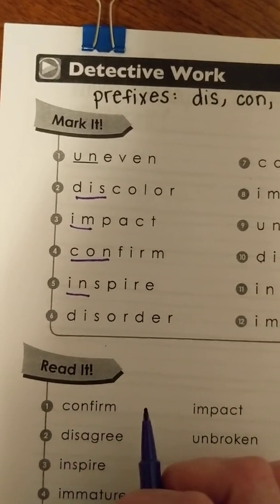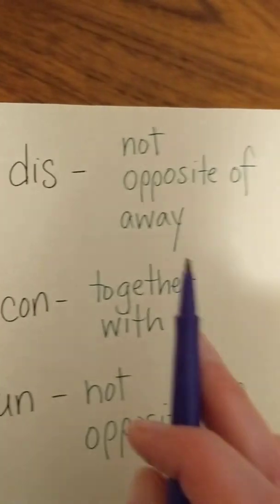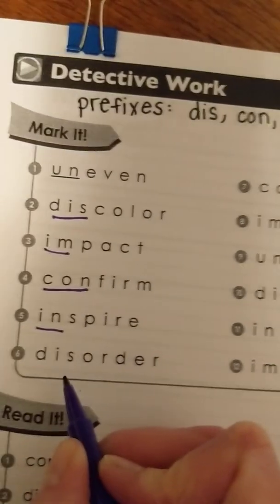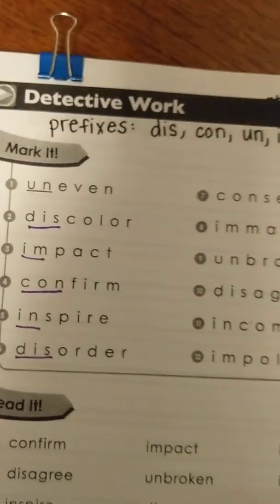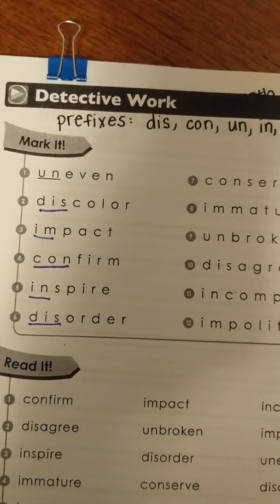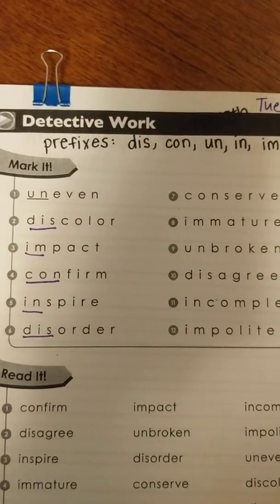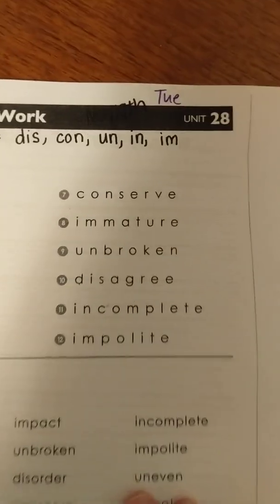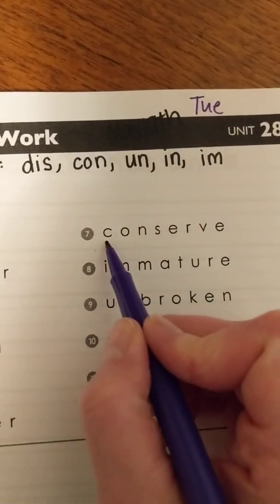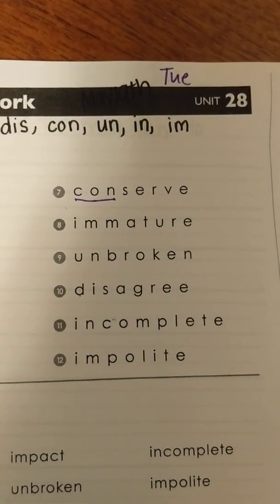So if somebody is inspired, it means that they want to do something, they want to move toward something, okay? Disorder. Your parents might say that your bedroom is in disorder. So dis, if we remember, means not. So it means that there is not order. Okay, so a group of people can be disordered or disorderly, okay, which means that they're not in order. They're not doing what they're supposed to. Okay, conserve. Con means together or with. So when we conserve, it means we work together to try to save something.